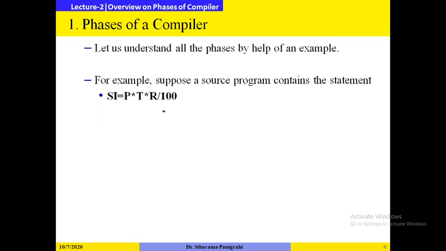Okay. So let us take a small statement of a C program: SI = P*T*R/100. Let us say that we want to compute the simple interest if the principal amount, time period, and rate of interest are given. So I have taken a single statement from the C program and I will tell you how this single statement is processed by all the phases of the compiler.